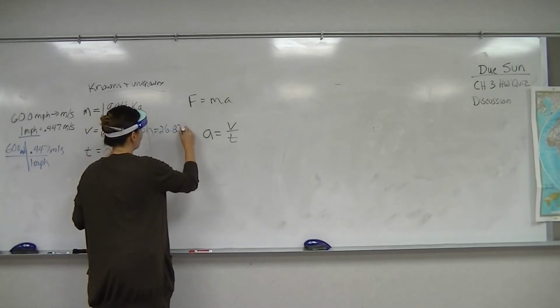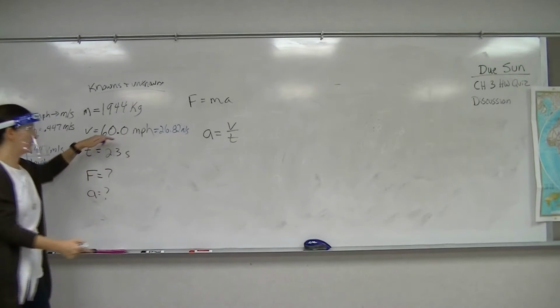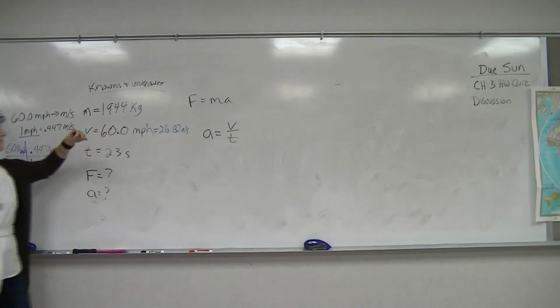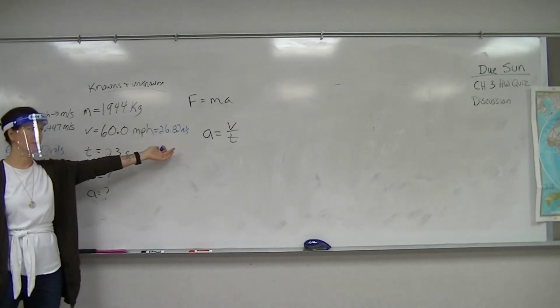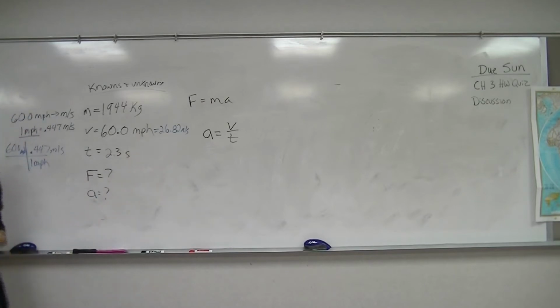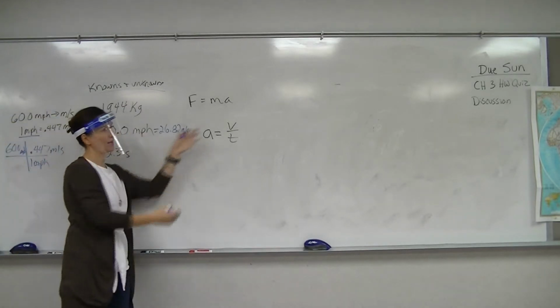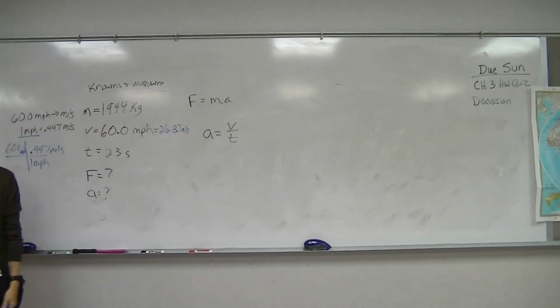So why am I keeping 4 sig figs when this only has 3? Because this isn't my final answer. Okay? I only worry about sig figs when I'm reporting my final answer. This is a middle conversion. I want to keep as many sig figs as I can to get a more accurate final answer. So that's why I didn't round it.